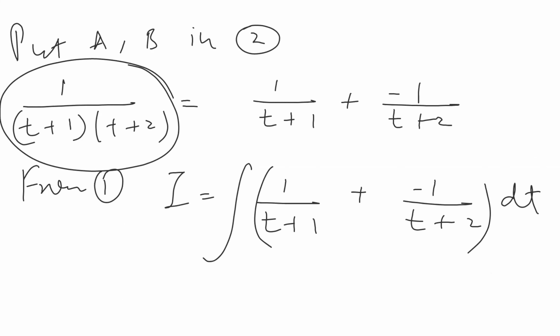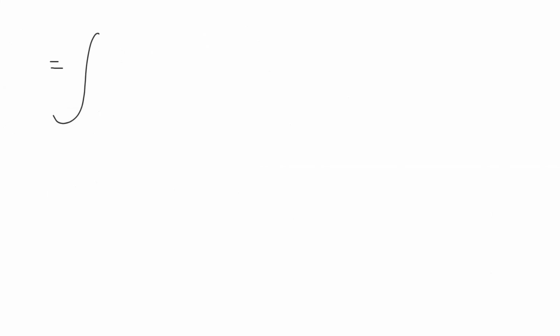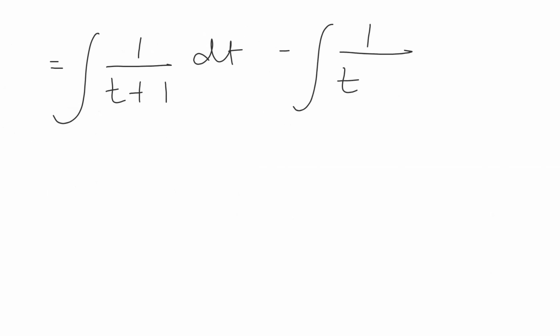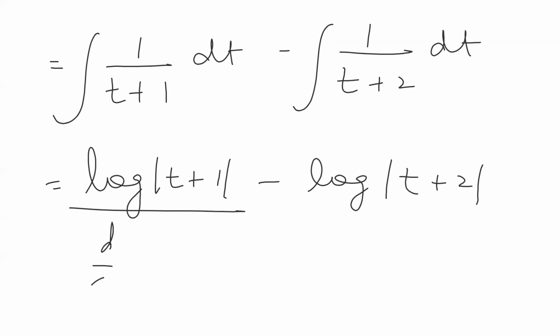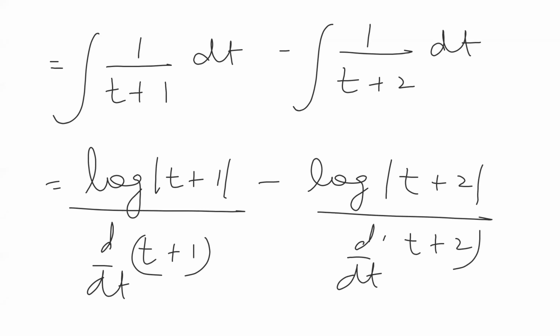Now this is individual integration. Integration of 1 upon t plus 1 dt minus 1 upon t plus 2 dt. Okay. So this is log mod t plus 1. You can use any formula over here, like the 1 upon t formula or the f dash t upon f of t property. Both ways you'll get the same answer. Upon d by dt of t plus 1, if you apply the formula, upon d by dt of t plus 2, plus c. Now d by dt of t plus 1 is 1 and d by dt of t plus 2 is 1.